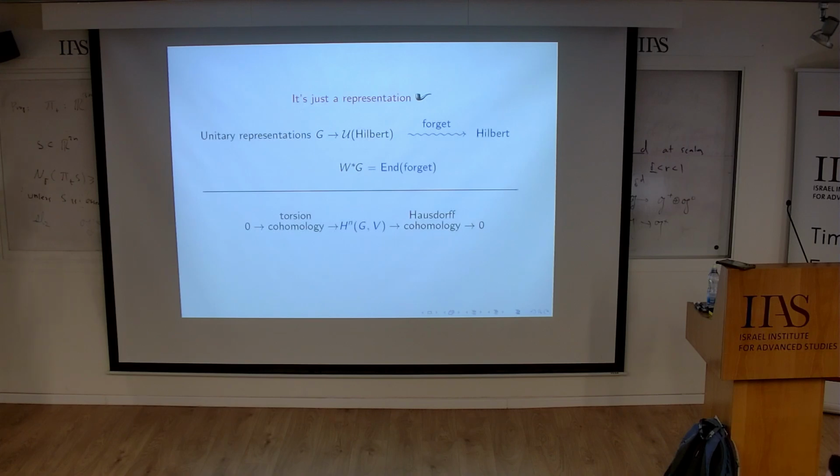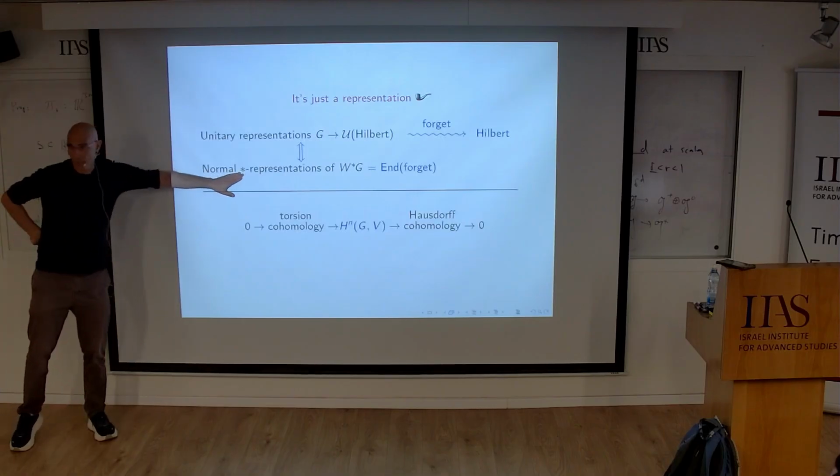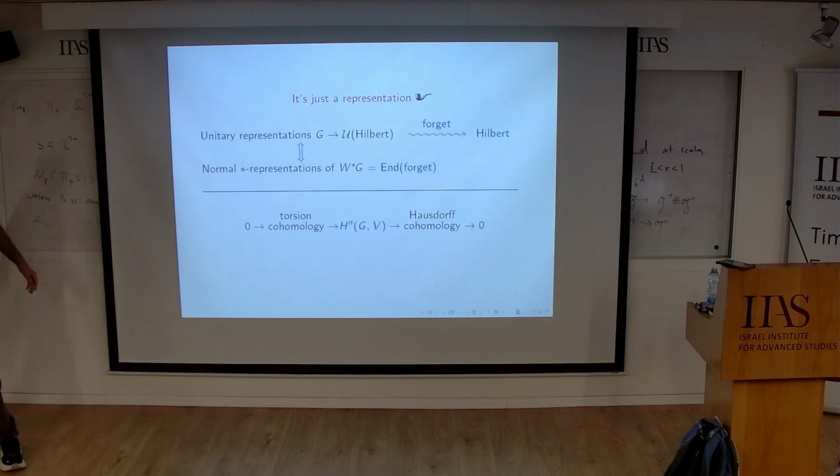So this is the algebra W star G, and being defined as some sort of double centralizer, it is a von Neumann algebra. And whenever we have a unitary representation of G, it extends canonically to a unitary representation of W star G. And moreover, any representation of W star G, which is a representation as a von Neumann algebra, that's a term here, normal, must come from a unitary representation of G.